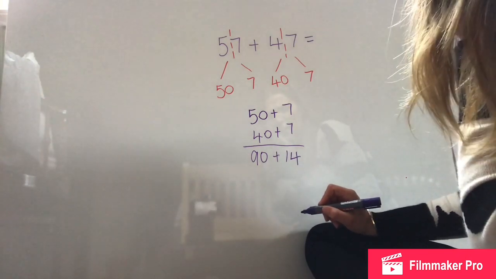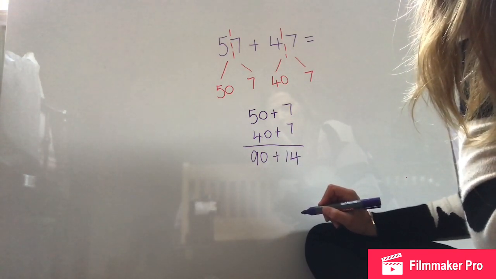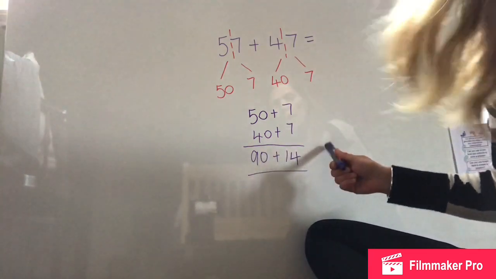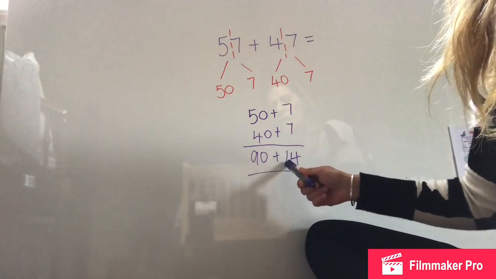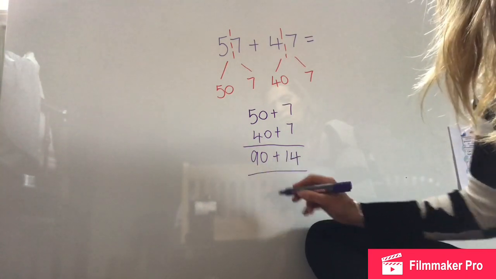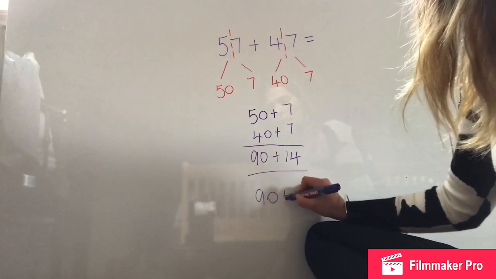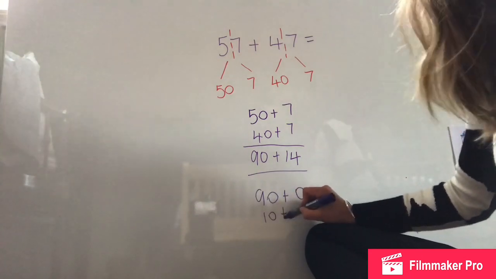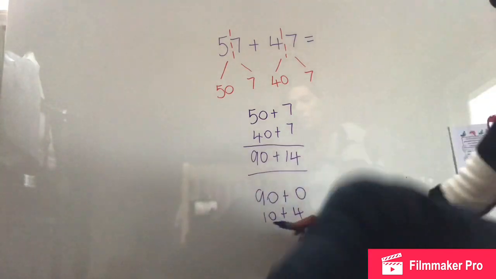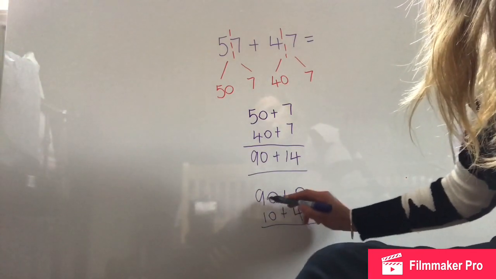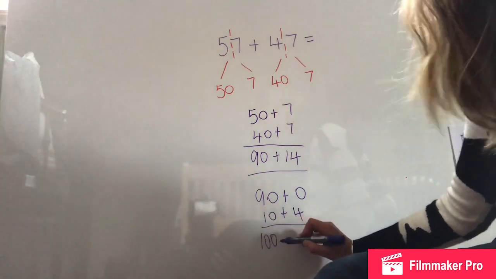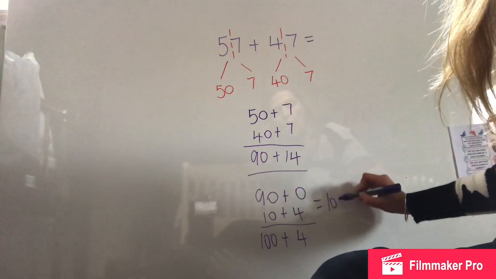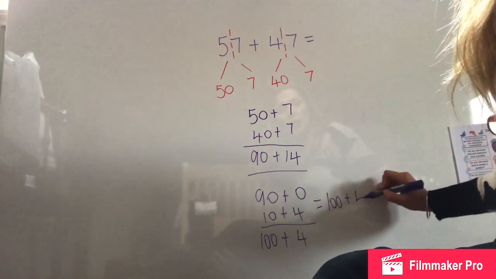Now, 90 add 14, that's tricky. So I'm going to draw another line. If you know that, you can write the answer there. So you could do 90, add on a 10, add on a 4. But if you're not sure, you can do 90, add 0, and 10, add 4. Then underneath that, you could do 90, add 10 is 100, and then you can do add 4. So your answer will be 100 add 4.